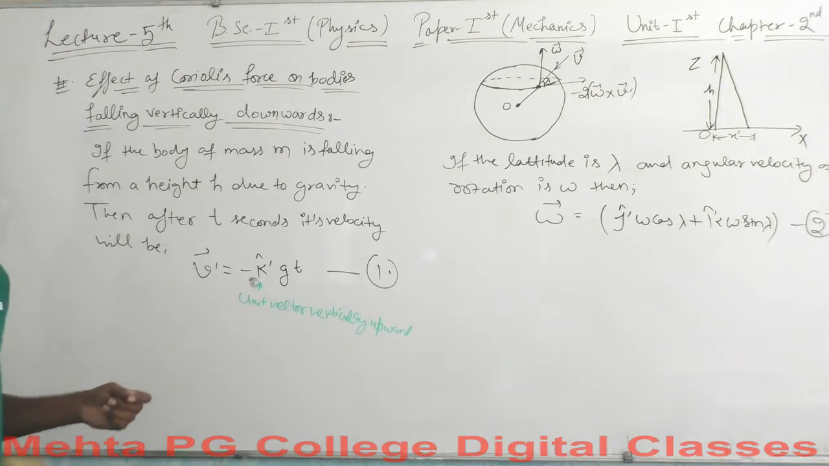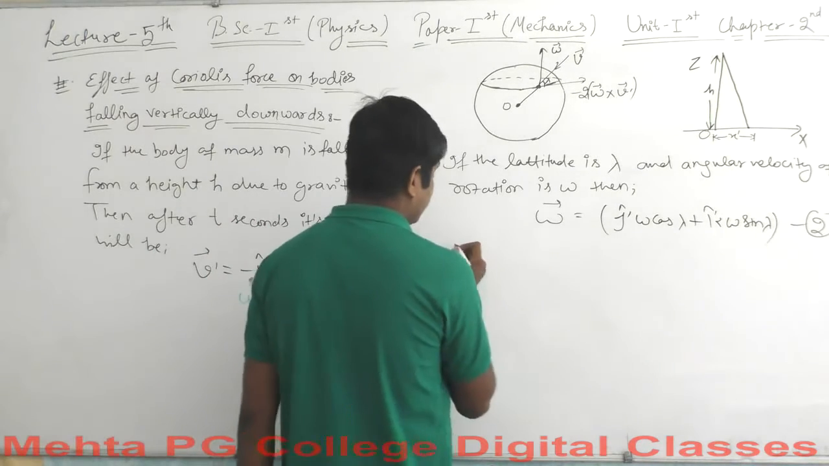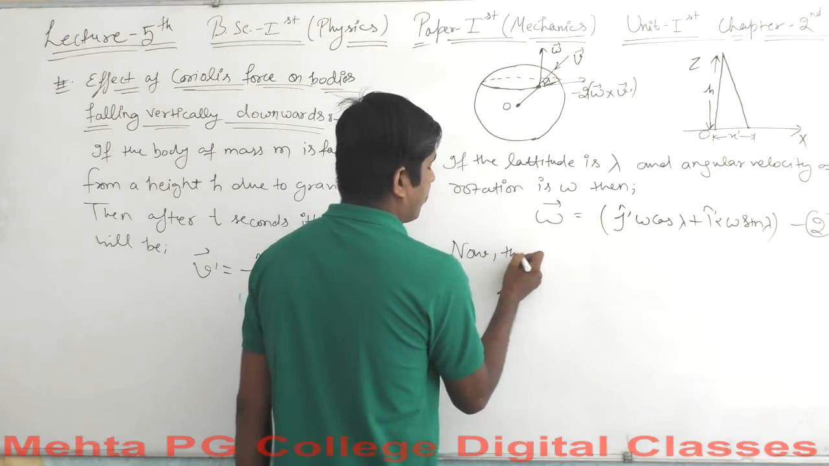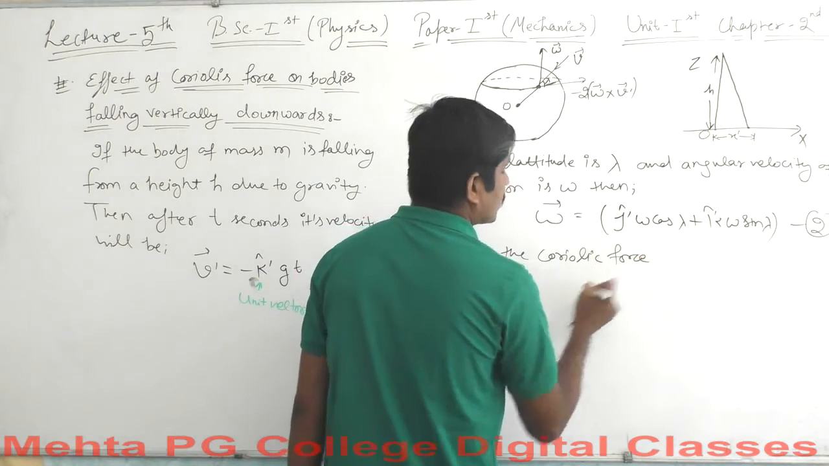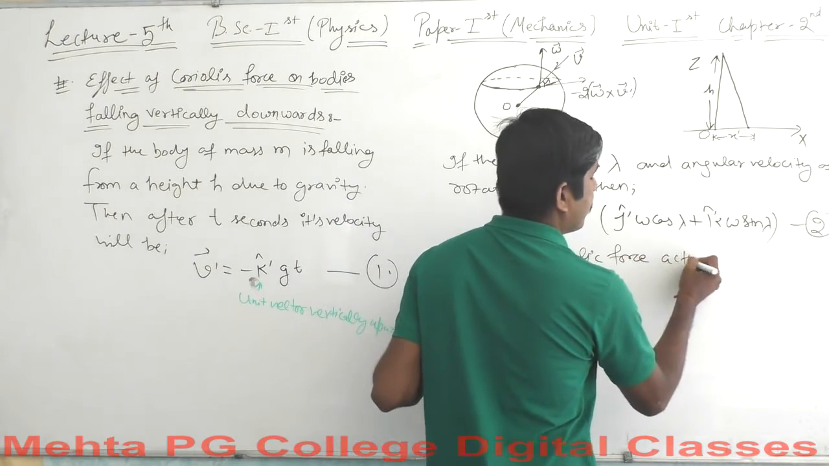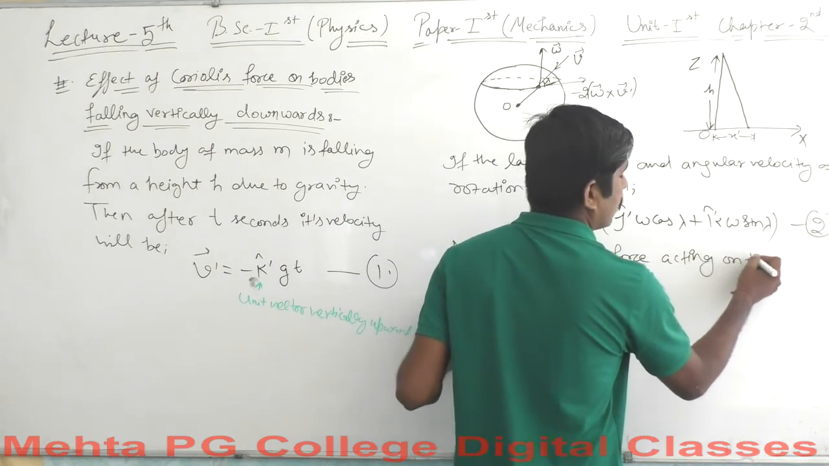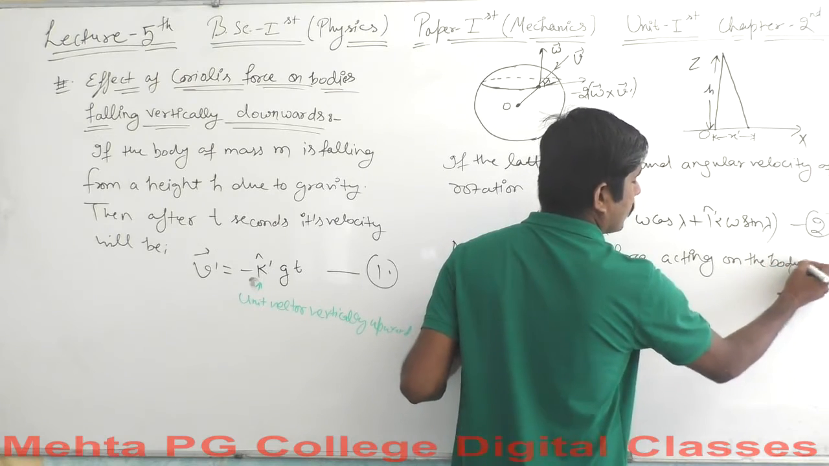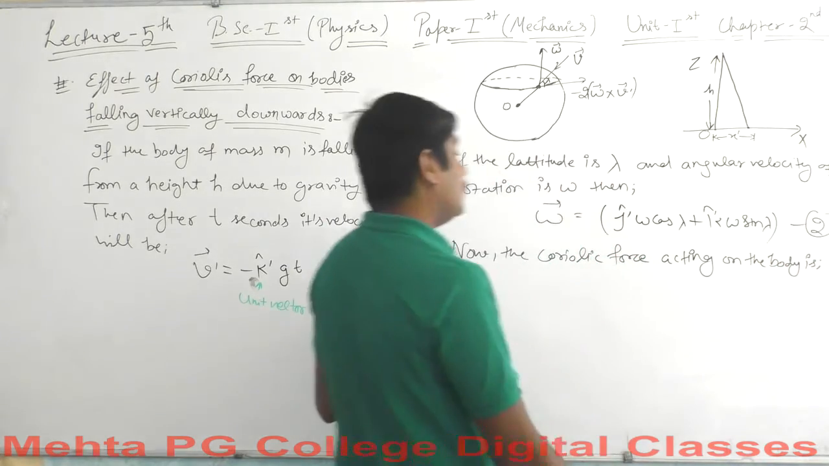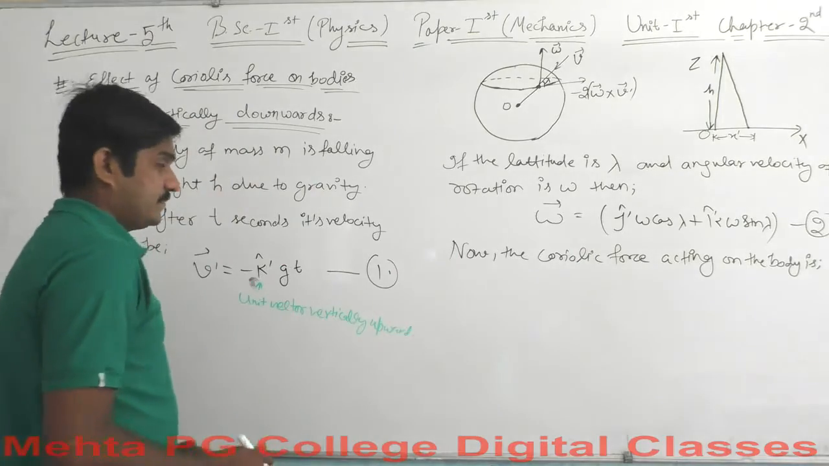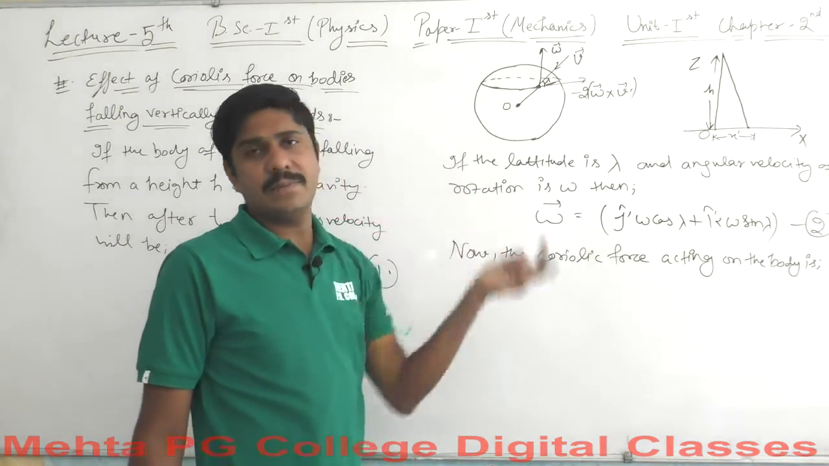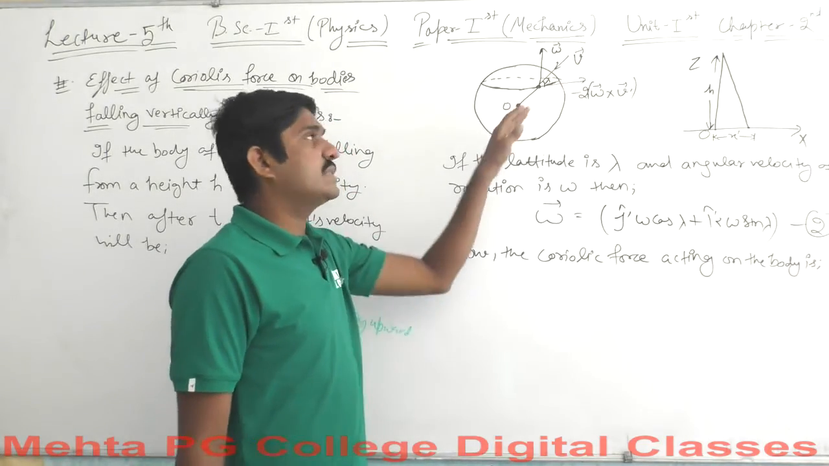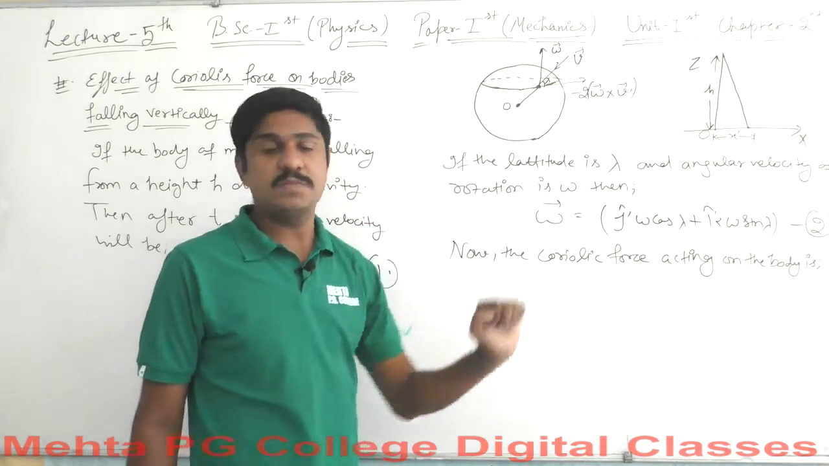Okay. Now we will find out the Coriolis force or the Coriolis acceleration which has been acting here. The Coriolis force acting on the body is now, let's say this is the body which has been falling, the particle at point P having mass m falling towards the center of Earth, and the Coriolis force will give you displacement.